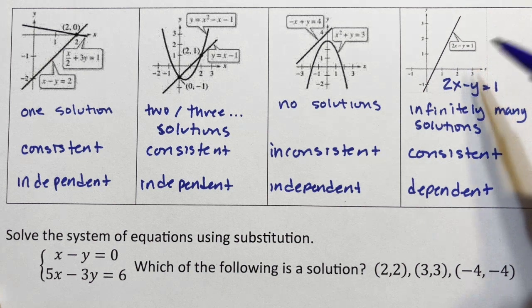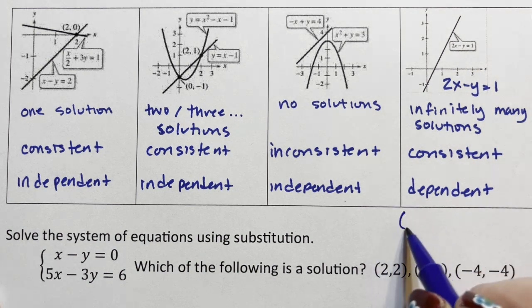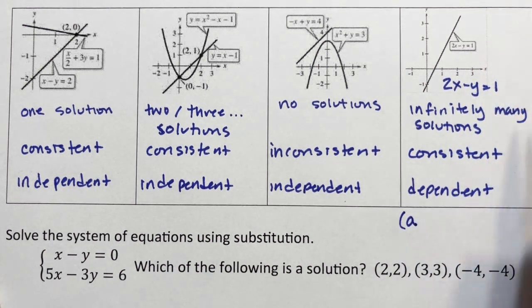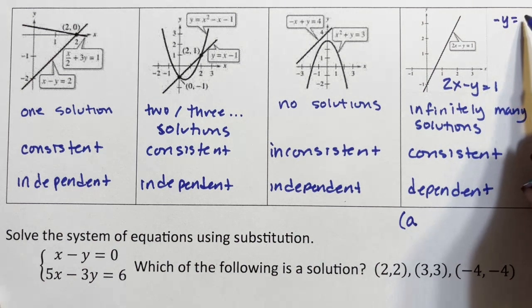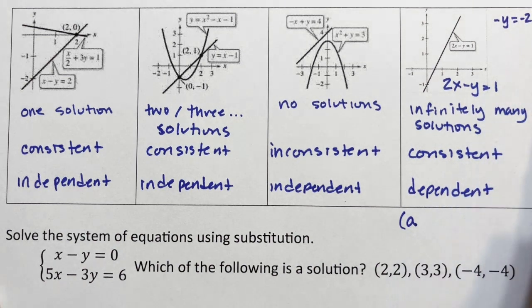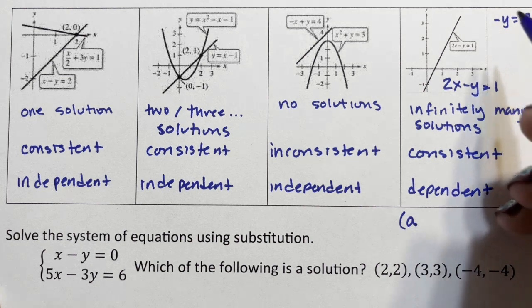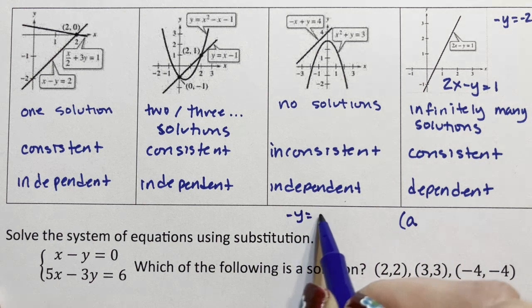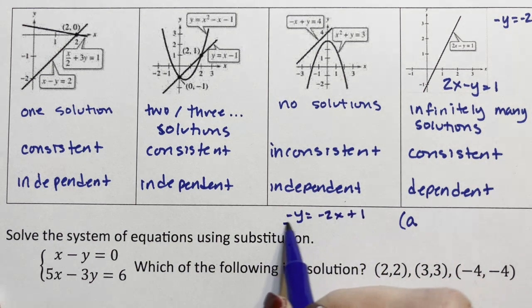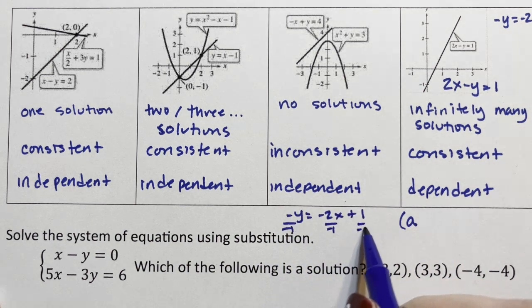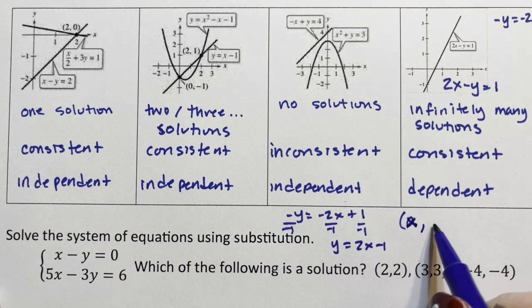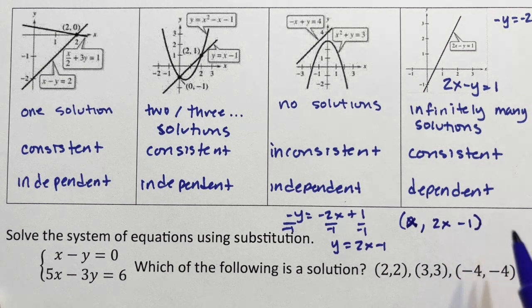Sometimes you give a set like A, and then you would solve this for y, so you would say negative y equals negative 2x plus 1. That you can't really see, so let's do that over here. Negative y equals negative 2x plus 1, and then divide everything by the negative 1. So y is 2x minus 1. So you would say x, comma, 2x minus 1. So when x is x, y is 2x minus 1.